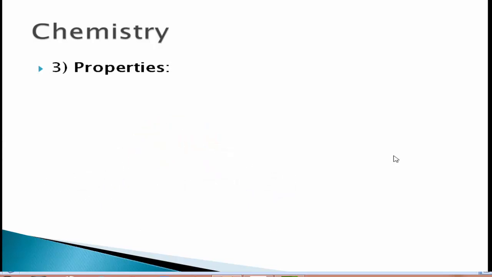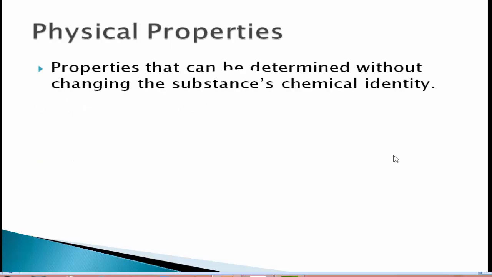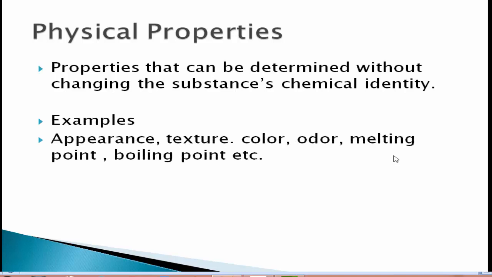Then the third part of the definition is properties, and we know that there are two types of properties: physical properties and chemical properties. Now, what are physical properties? Properties that can be determined without changing the substance's chemical identity. It means these are those properties which are not involved in chemical change or involvement of electrons. Examples are appearance, texture, color, odor, melting point, boiling point. All these are physical parameters.